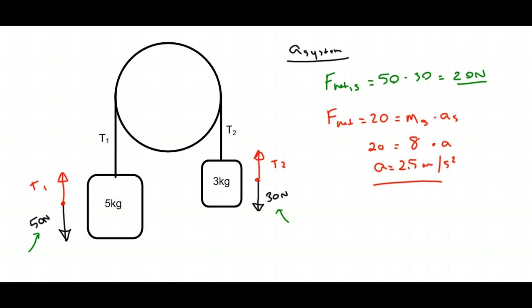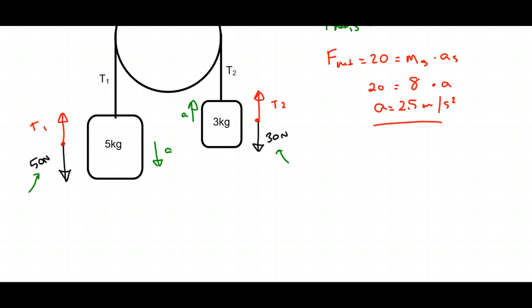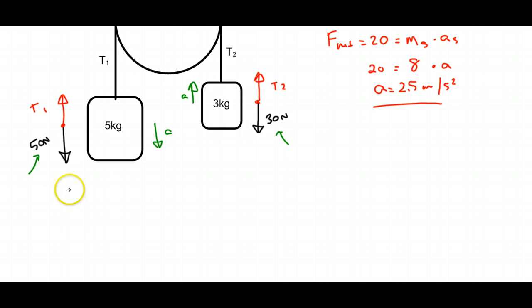Now, knowing the acceleration of the system, we know that this one over here is going to have an acceleration down, and this one here will have an acceleration up. So that will help us as we determine our directions for net force on each object. So now we can think about the 5 kilogram object.